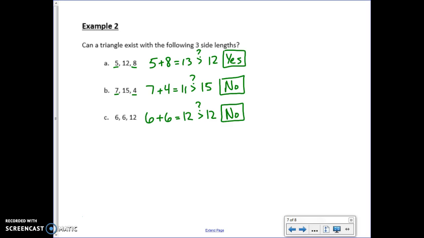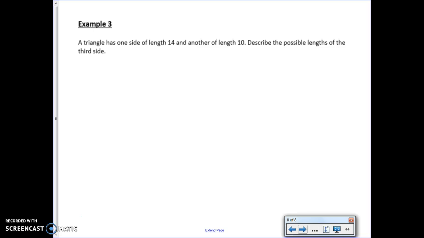Okay, so example 3 says a triangle has one side of length 14 and another of length 10. Describe the possible lengths of the third side. I'm going to pause the video here and see if you can come up with a method to come up with the possible lengths, all of the lengths that you can come up with to give you that third side.